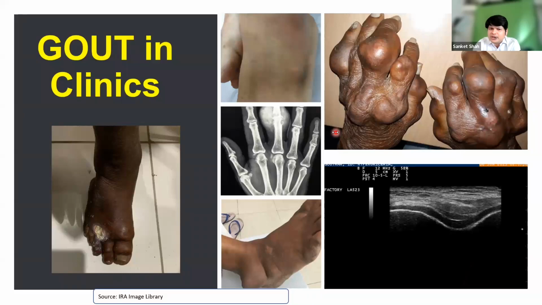Okay, if there are repeated episodes, I will say they might be developing erosion at the end. So you do just a simple X-ray, it will give your answer. You do sonography, it will show the double contour sign. And now let me tell you a beautiful thing.